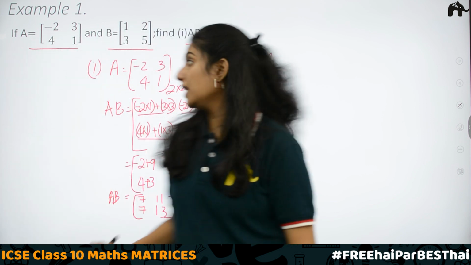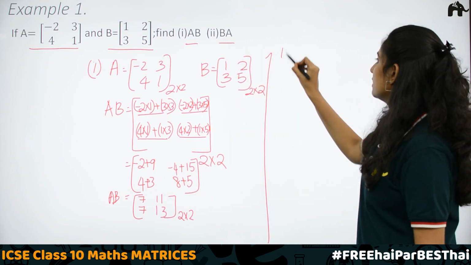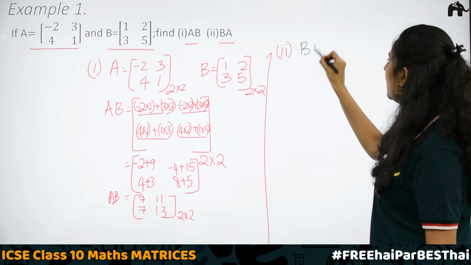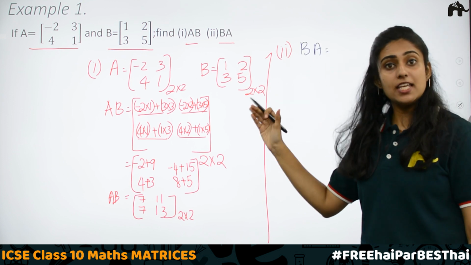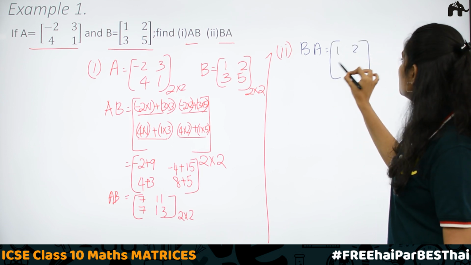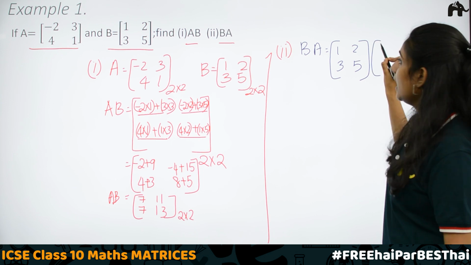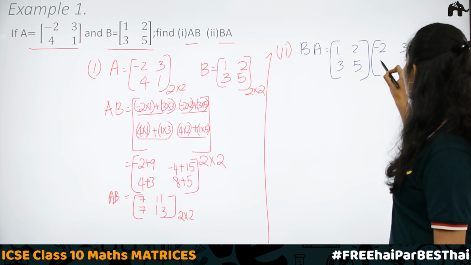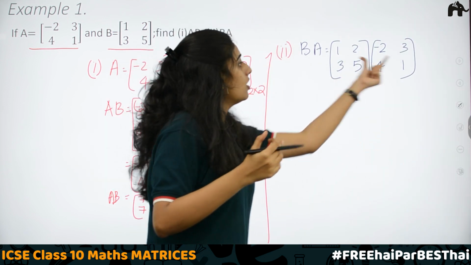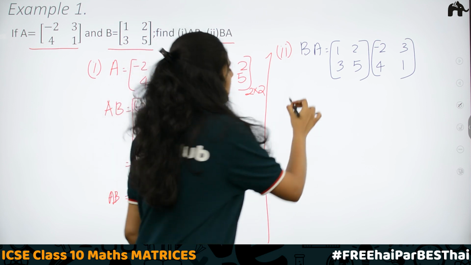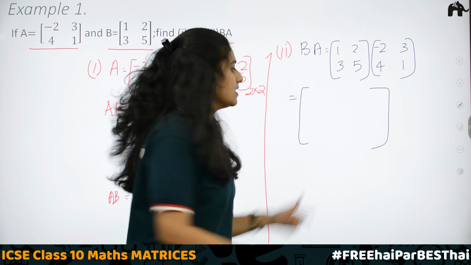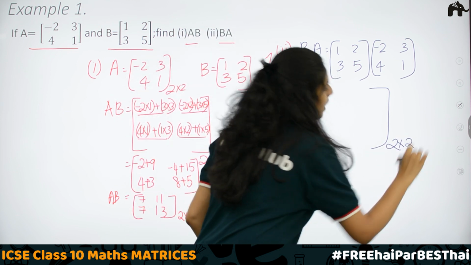Now we'll find BA, which is our second part of the question. To find BA, we have to multiply B and A. We have to take B first. What is B here? 1, 2, 3, 5 and A is minus 2, 3, 4, 1. When you are finding BA, place B first. Only after that you have to place A. Same procedures. Here again we have 2 by 2, 2 by 2 matrices. Product matrix also will be a 2 by 2 matrix.